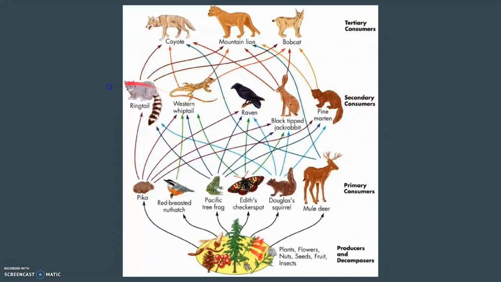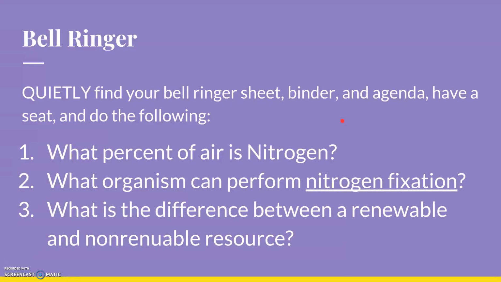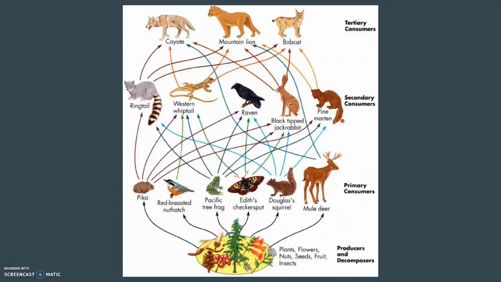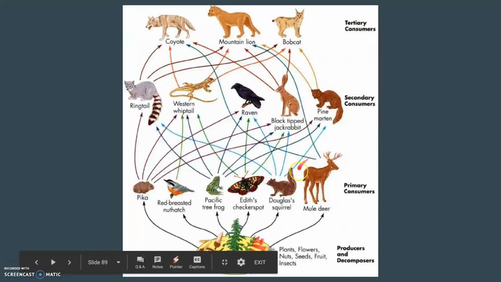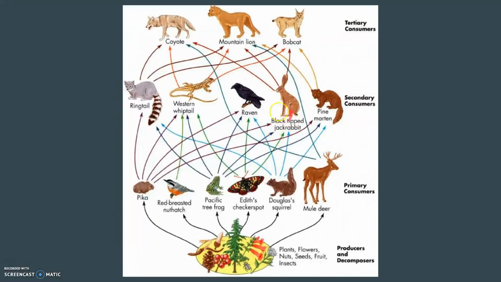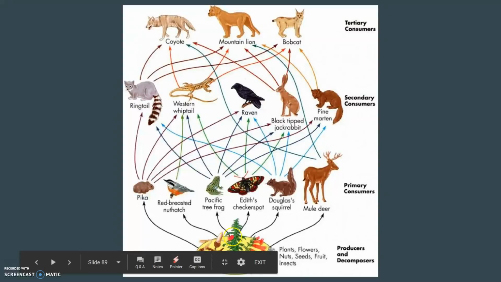These are 2nd level consumers, secondary consumers. So these guys eat 2 steps away from grass. Here's 1 jump, 2 jumps. They eat the things that eat the grass. So this grass goes into the squirrel's belly. The squirrel, let's follow this arrow, goes into the jackrabbit's belly. 2nd level consumer. Let's look at this frog. The frog eats the acorn, and then the ringtail eats the frog.